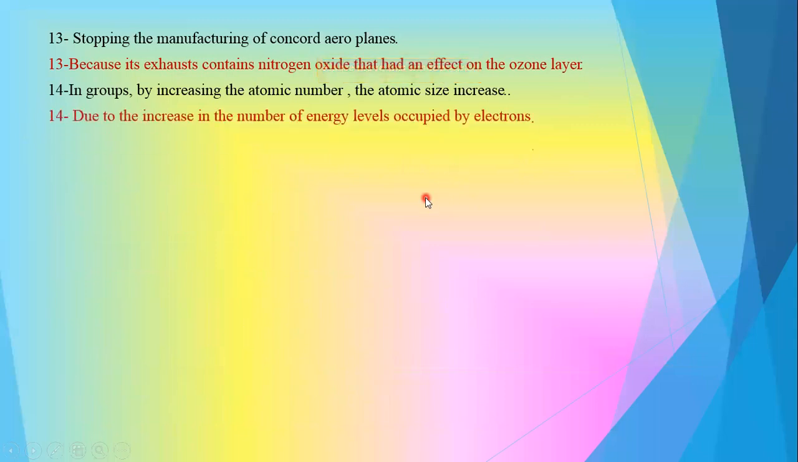In groups, notice, from up to down, by increasing the atomic number, the atomic size increases. Why from up to down? Because of course the number of energy levels increases, due to the increase in the number of energy levels occupied by electrons.